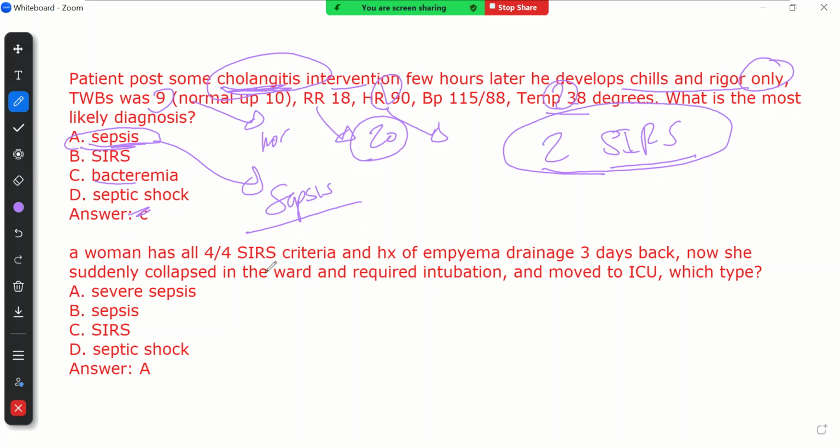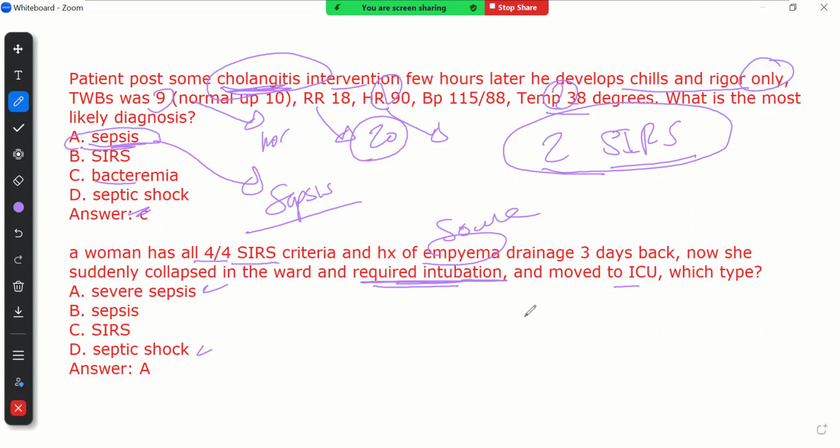A woman has all four criteria of the SIRS and has empyema, a source of infection. Three days ago, now she suddenly collapsed in the ward and required intubation and moved to the ICU. Which type? Okay, this is a tricky question as they mention here severe sepsis and septic shock. How to differentiate in the question?